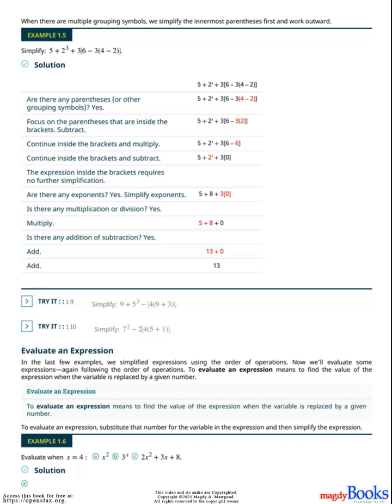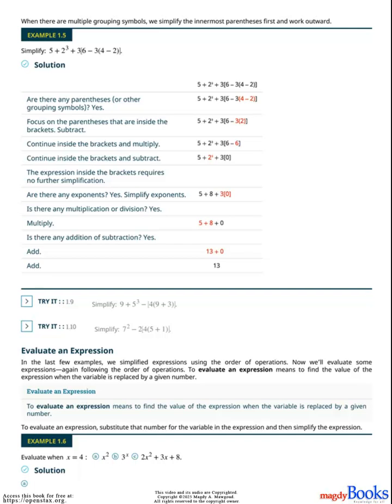B. Evaluate an expression. In the last few examples, we simplified expressions using the order of operations. Now we'll evaluate some expressions, again following the order of operations. To evaluate an expression means to find the value of the expression when the variable is replaced by a given number. To evaluate an expression, substitute that number for the variable in the expression and then simplify the expression.